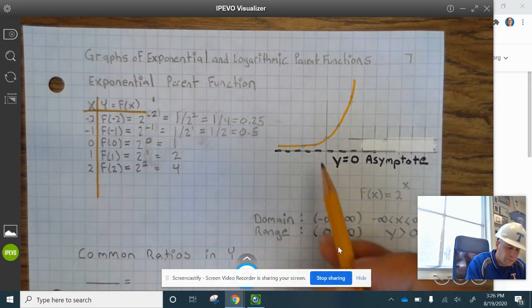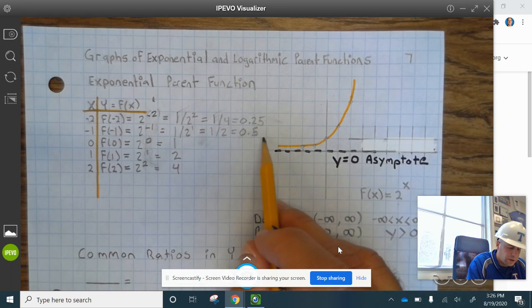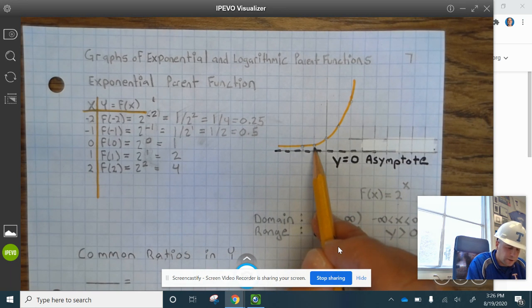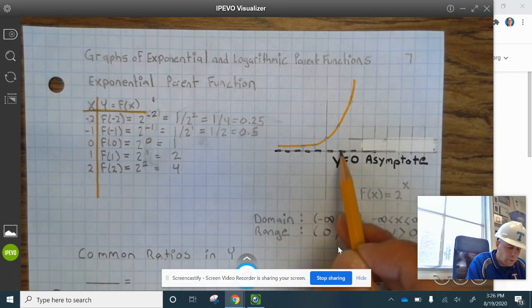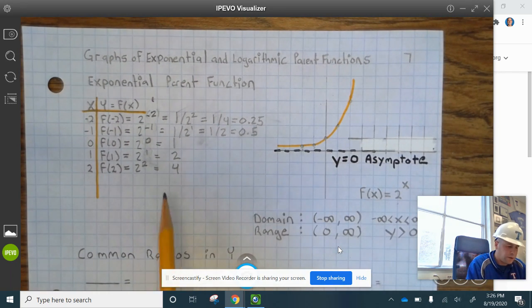So negative 2, 0.25 looks about there. And whenever you're between, you just kind of approximate. You know 0.25 is on the lower end, 0.5 is halfway between, so that's about there. Then 0, 1, 1, 2, 2, 4. So these points. So here you have the exponential parent function table and graph.